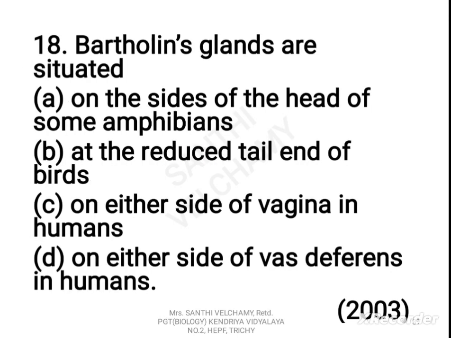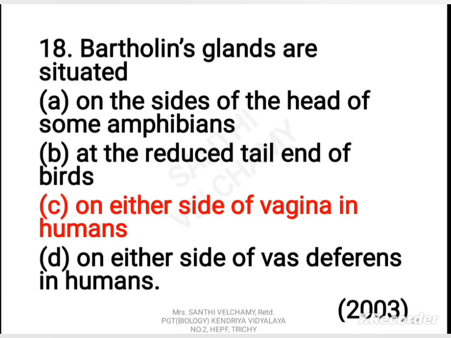Bartholin glands are situated A. on the sides of head of some amphibians, B. at the reduced tail end of birds, C. on either side of vagina in humans, D. on either side of vas deferens in humans. The correct option is C. C is the correct answer for this question.